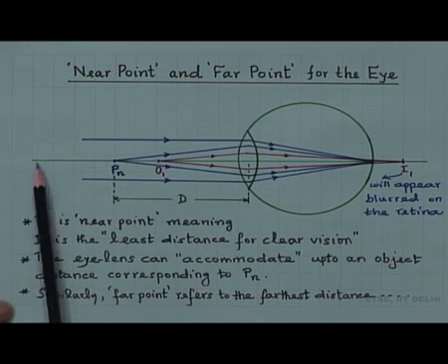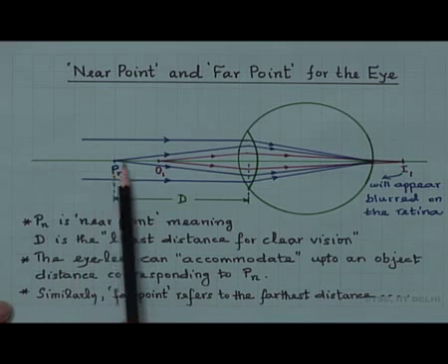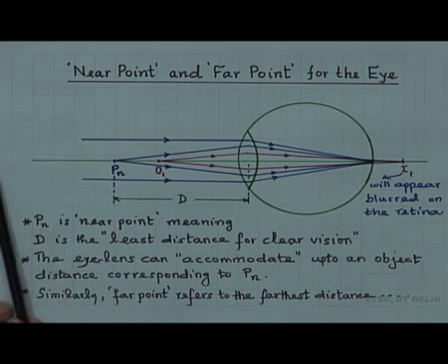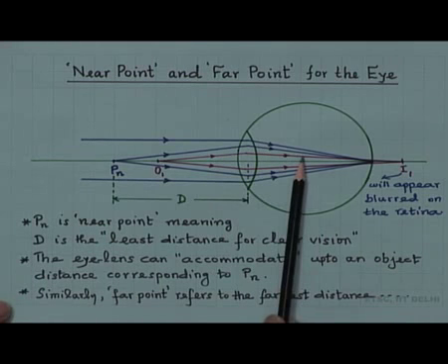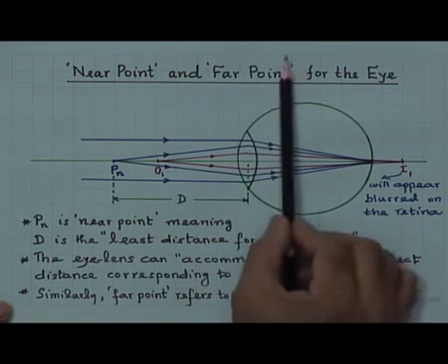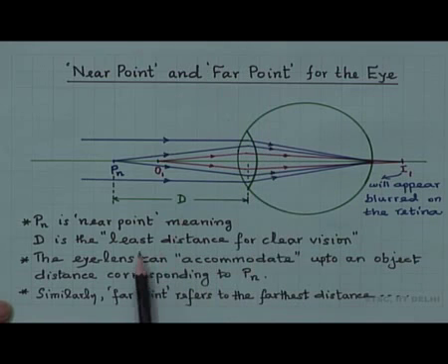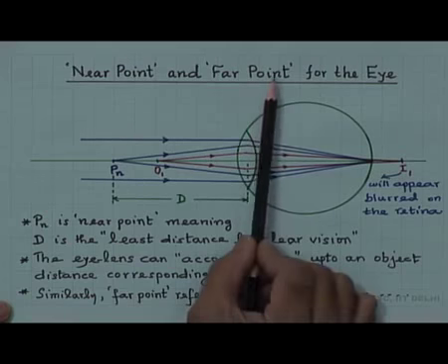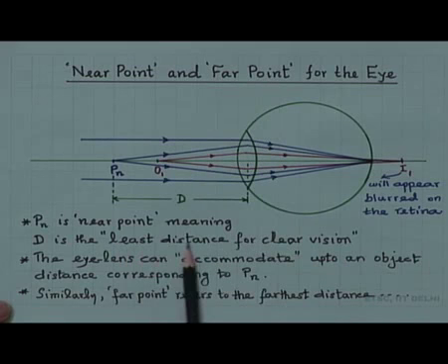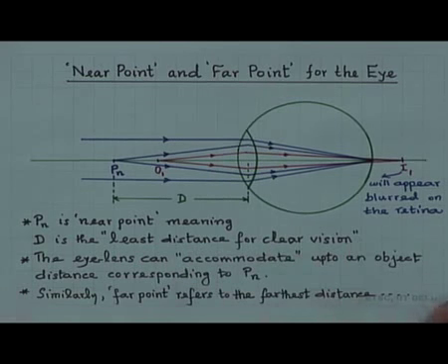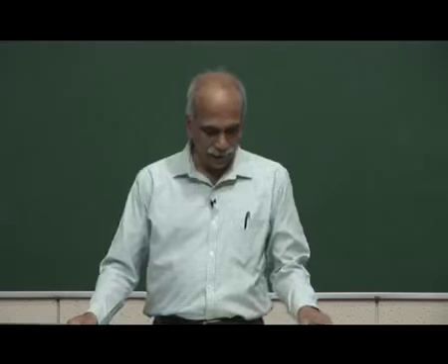The person may have a far point somewhere here, which means only objects from here to the near point will be focused, and objects beyond that will not be focused, and that is called the far point. So, far point is the maximum distance for clear vision, and near point is the least distance for clear vision. We will discuss this more in the next slide.